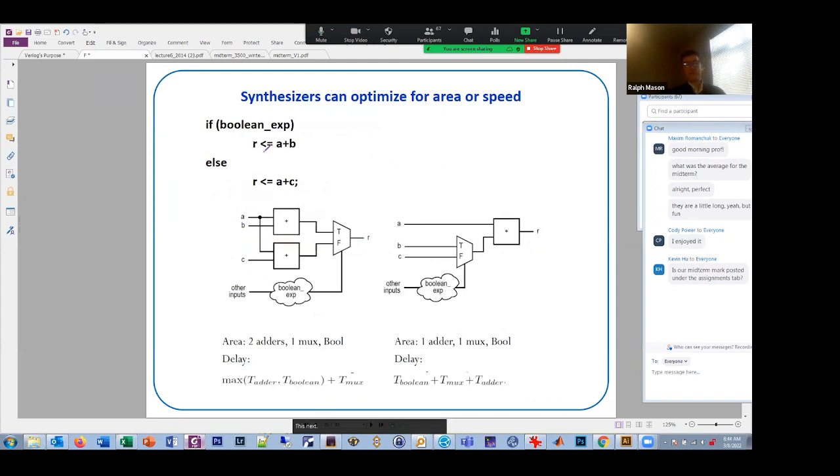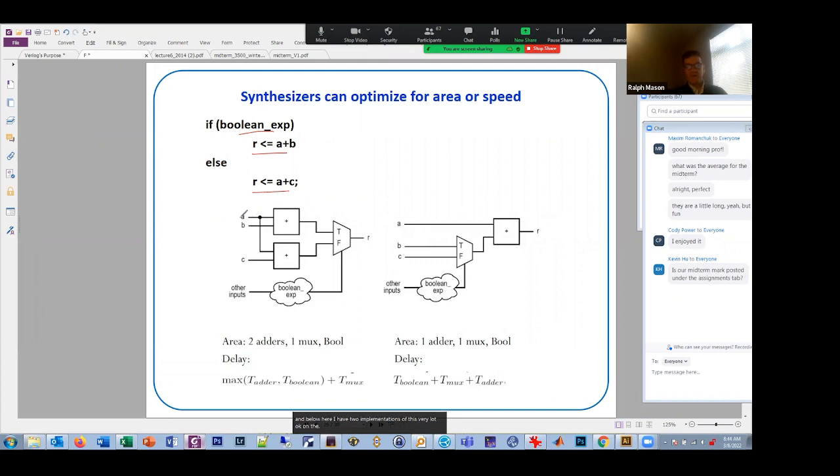This next part's kind of important. So here's an example of some Verilog. It says if, and we've got some Boolean expression, could be A equals B or something, I don't know, some expression here. It says R equals A plus B, else R equals A plus C. And below here, I have two implementations of this Verilog, okay?